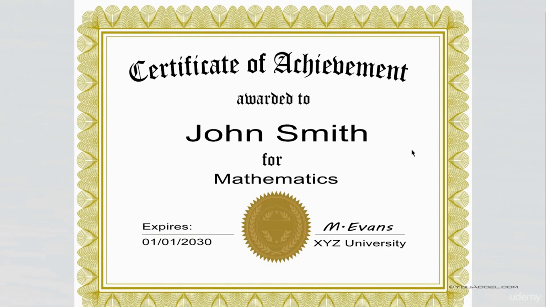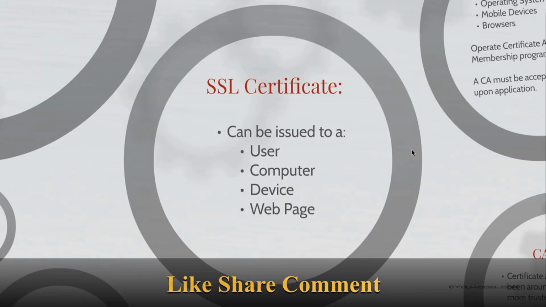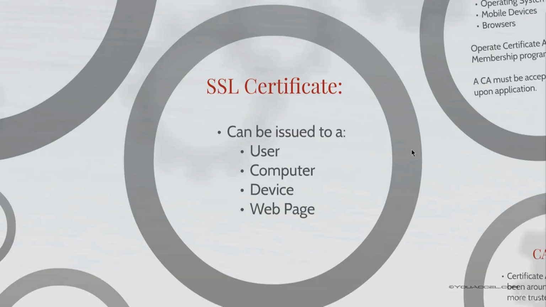The next point of importance on a digital certificate is who it's issued to. Looking back at our traditional certificate, we can see it's issued to John Smith. A digital certificate, on the other hand, can be issued to a user, computer, device, or web page. Similar to a traditional certificate, the name on a digital certificate can be checked to make sure it's used by the intended recipient. If not, the certificate authority will reject the certificate.